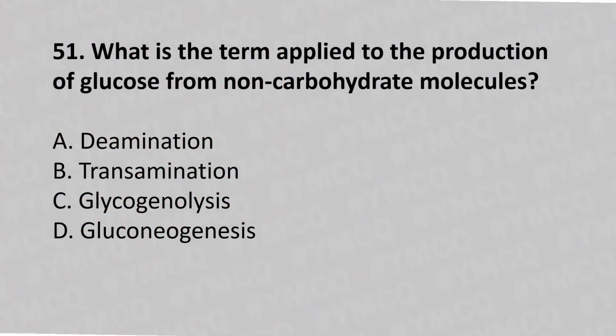What is the term applied to the production of glucose from non-carbohydrate molecule? Option A, deamination. Option B, transamination. Option C, gluconeolysis. Option D, gluconeogenesis. And the answer is Option D, gluconeogenesis. Now let's move to question number 52.